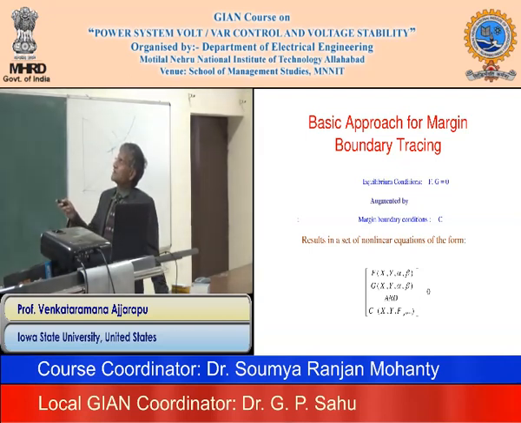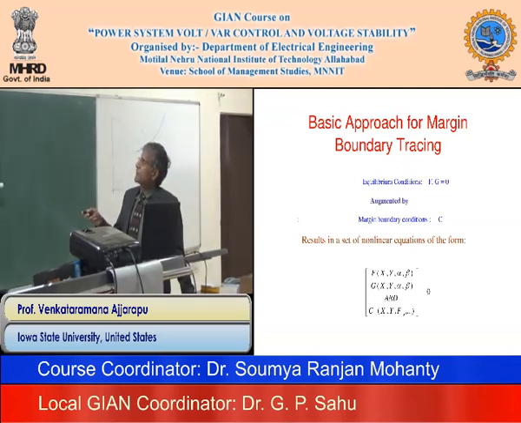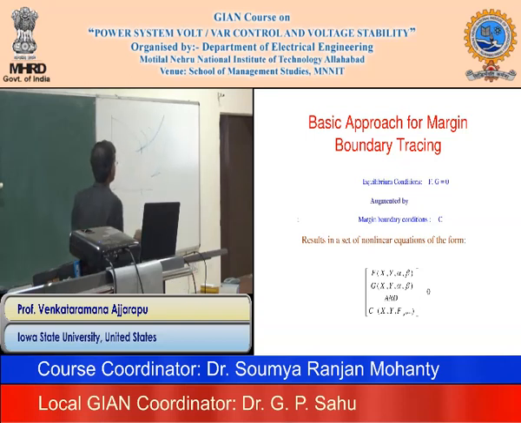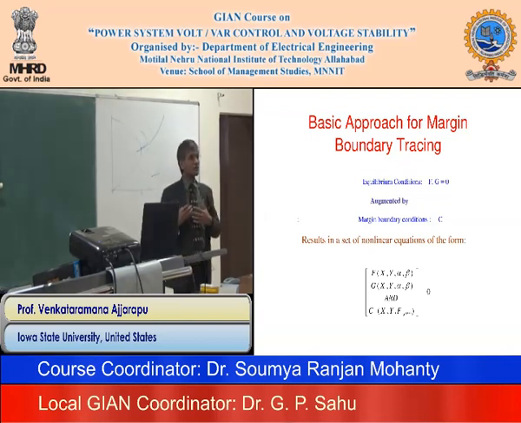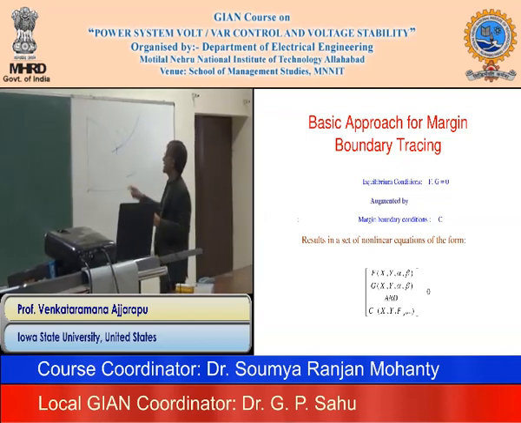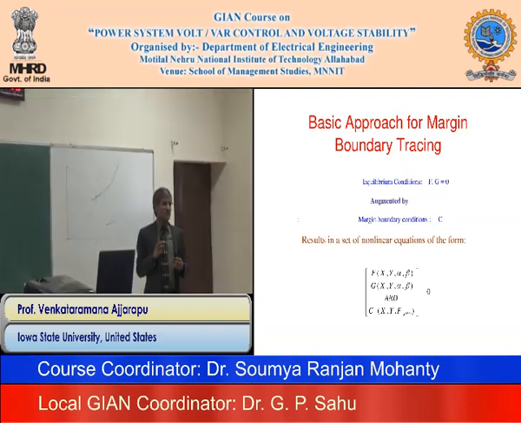So the equilibrium condition has to be satisfied, augmented by the margin boundary condition. That is basically the singularity condition I talked about. The result is a set of nonlinear equations of the form like this: F, g and C. This is some form of the singularity or margin boundary condition. So you have to solve this. Previously, the direct method solved only one point, but here I am already starting from that. So already I have this point. I have to go to the next point. That I already know, right?